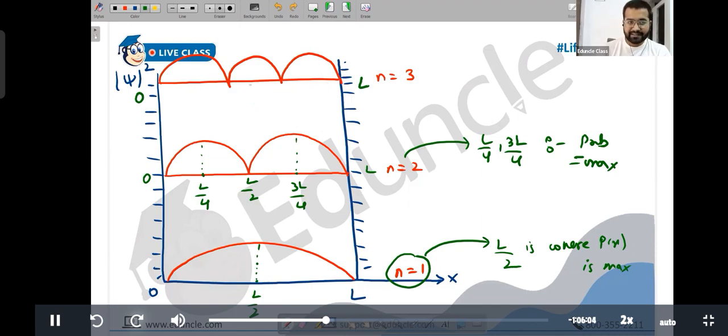See how I am dividing this: L by 2. Okay, wait, how do I explain this? I understood this, but it's divided in 3 parts now, people. So this must be L by 3, and this must be 2L by 3. This becomes 3L by 3, which is L.